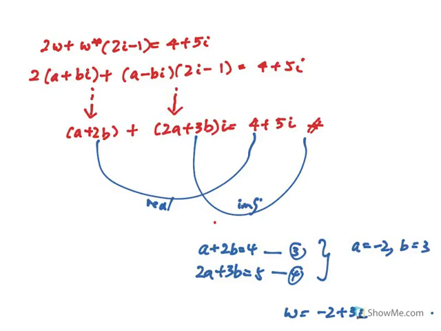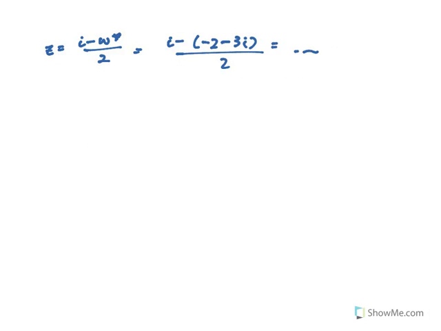With that, quickly you can also find your z. You know that z equals (i minus w asterisk) over 2. So it's the same as (i minus (negative 2 minus 3i)) over 2. Alright, so you solve this, and you're going to get 1 plus 2i.